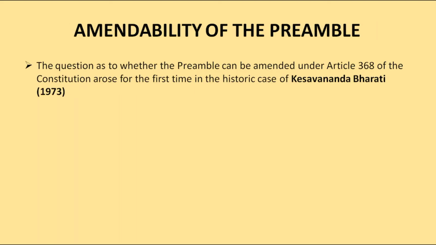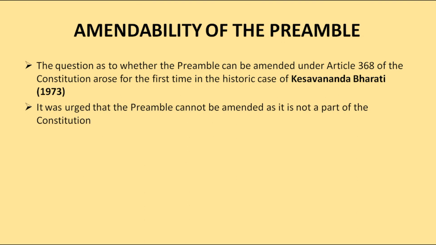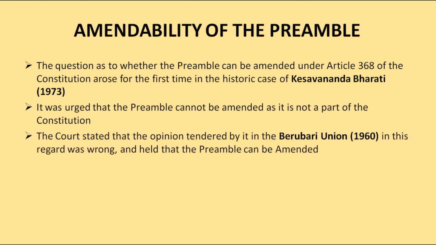So next we have amendability of the Constitution. Whether the preamble can be amended or not under Article 368 arose for the first time in the historic case of Kesavananda Bharati in 1973. In 1960 it was said that the preamble is not a part of the Constitution, so it was argued that the preamble cannot be amended. But in the Kesavananda Bharati case of 1973, the Supreme Court overruled its previous verdict and opined that the preamble is a part of the Constitution and hence it can be amended.